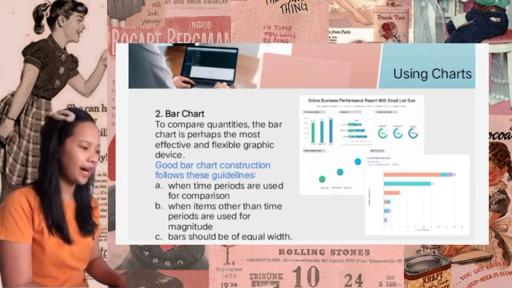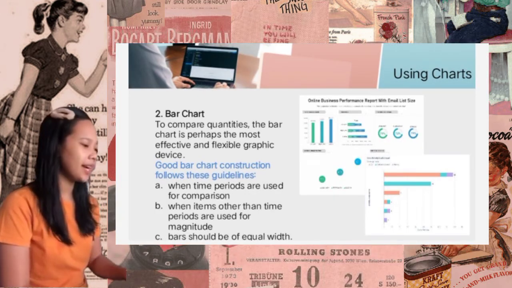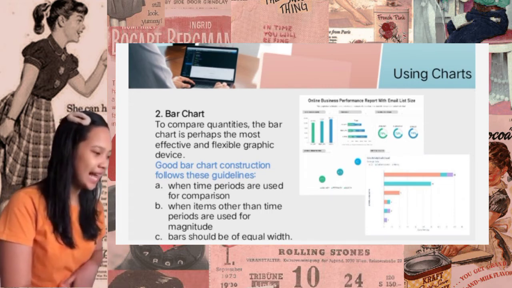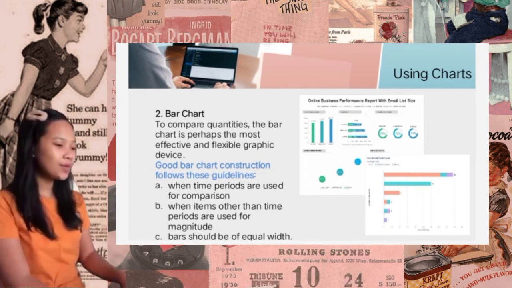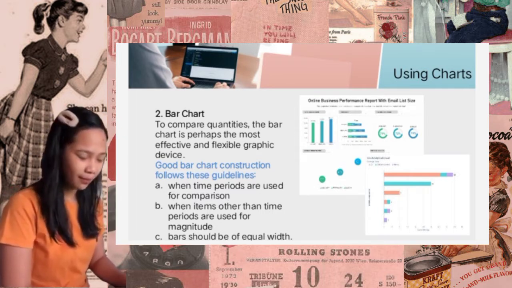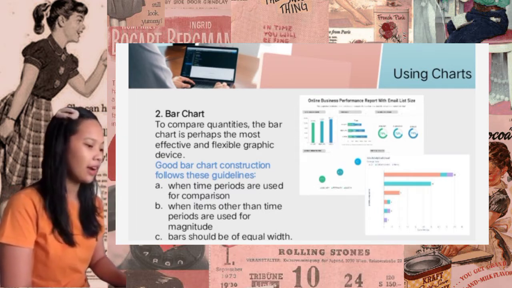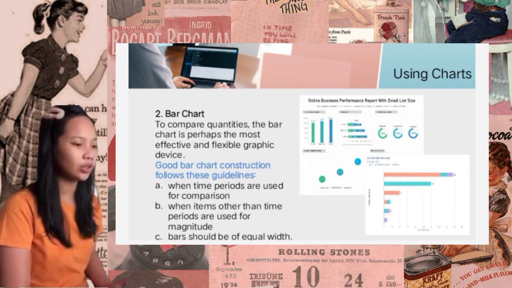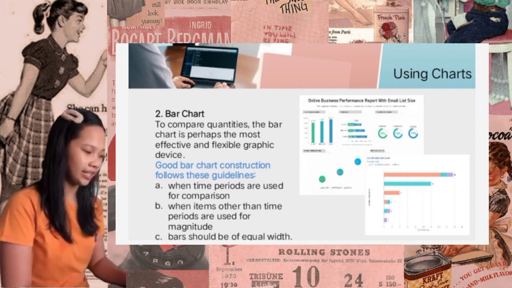Next, we have bar chart. So, when do we use bar chart? We use it to compare quantities, to compare sets of data against one another, show changes in data over time, and it is the most flexible and effective graphic device. There are 3 guidelines on how to construct a good bar chart.